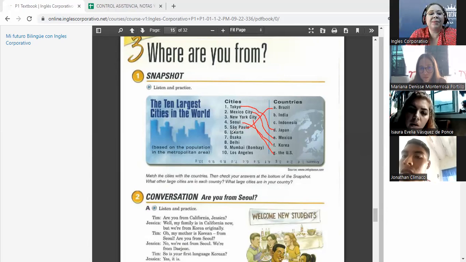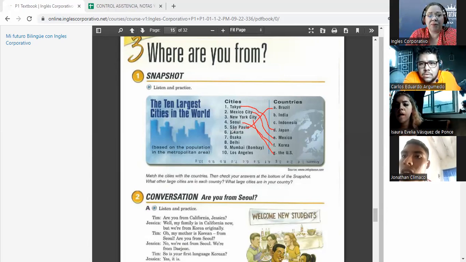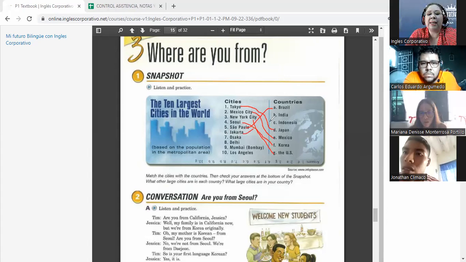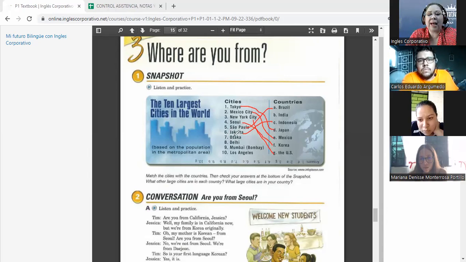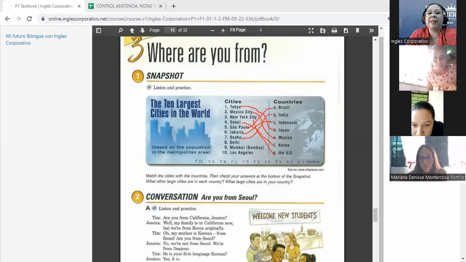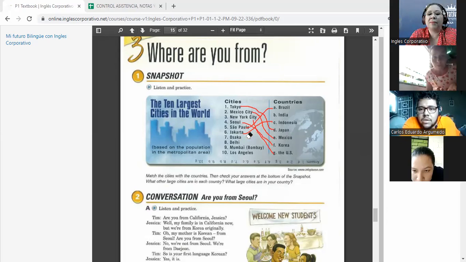Number six, Jakarta, matches with letter C, Indonesia. Right. Number seven, Osaka. Matches with letter B. Are you sure? Not with letter B, right? It's with letter D, right? Oh, Osaka is letter D. Sí, Japan. Okay, Osaka is from Japan.